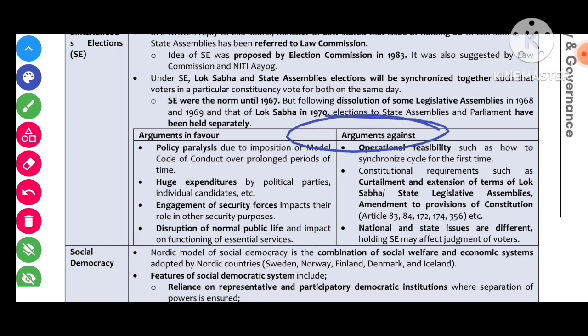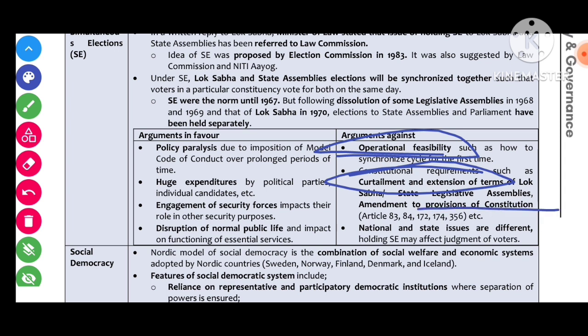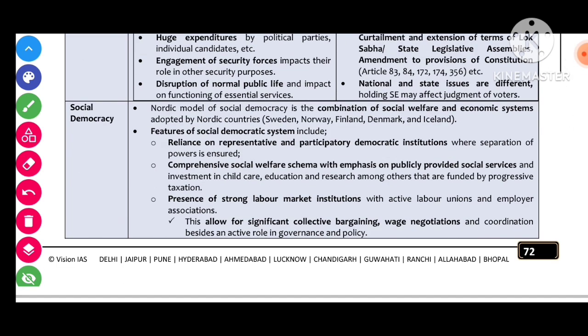Arguments against such as operational feasibility, curtailment and extension of terms of Lok Sabha or state legislative assemblies, amendment to provisions of the Constitution, and national and state issues are different. So remember this. And the next is social democracy.